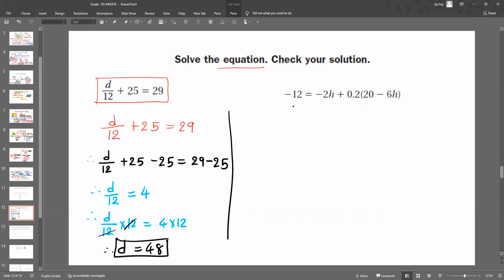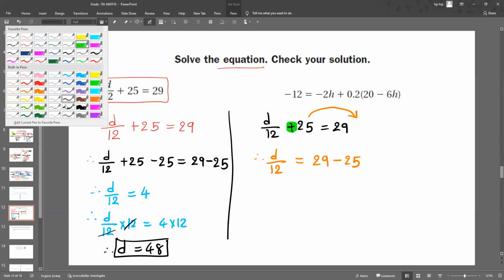Another method: I can explain the other method of the same question. d by 12 plus 25 is equal to 29. We have to find d, so first I can take this 25 to the other side. Here 25 is positive, but when it goes to the other side of the equal sign, the sign changes, because d by 12 and 25, these two terms, are between a positive sign. Understand?